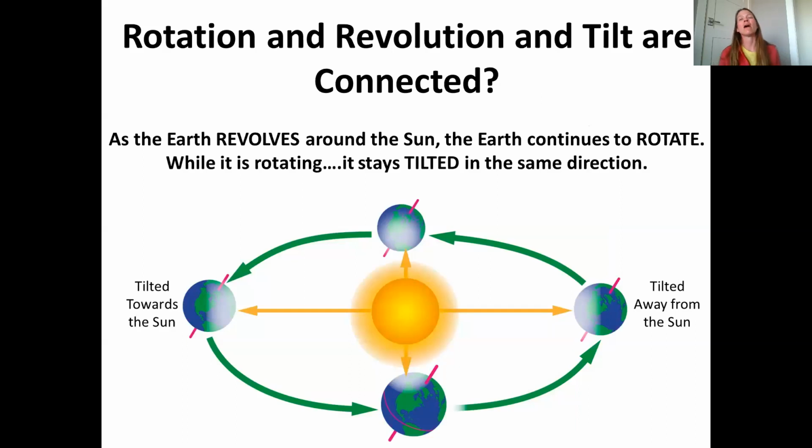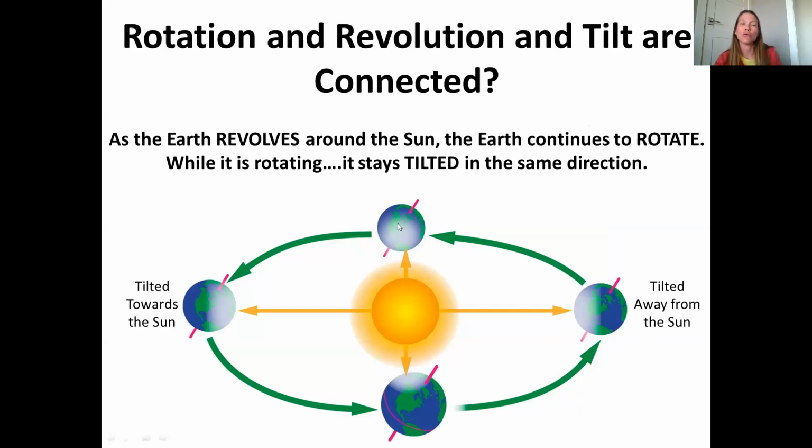Okay, so how is tilt? I mentioned earlier that tilt is also important, that the Earth rotates on a tilt of 23 degrees. Why does that matter? Because it definitely matters to us.